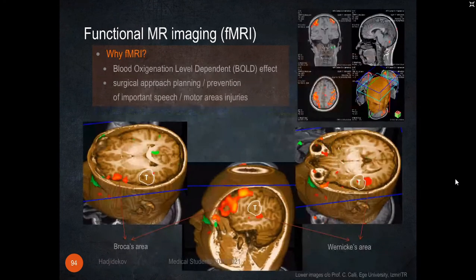The functional MRI imaging relies on the so-called BOLD effect, blood oxygenation level dependent effect. And this is also important for surgical approach planning, for prevention of injuries to important speech and motor areas.